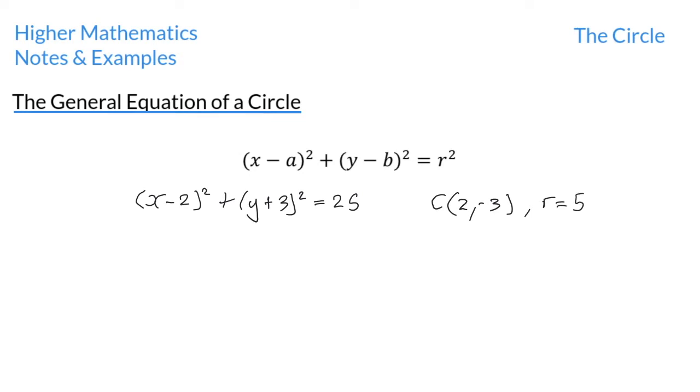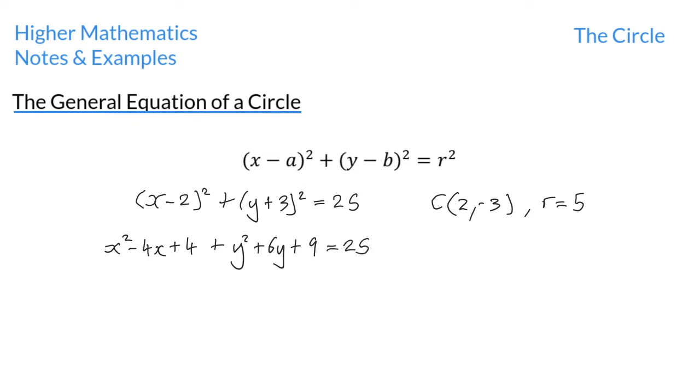But there are reasons why we might want to expand the equation of a circle. So we're going to look at an example where we do that here. If we break the brackets, we have x squared minus 4x plus 4. And breaking the second bracket, we have y squared, 3y plus 3y would be 6y, plus 9, and that equals 25.